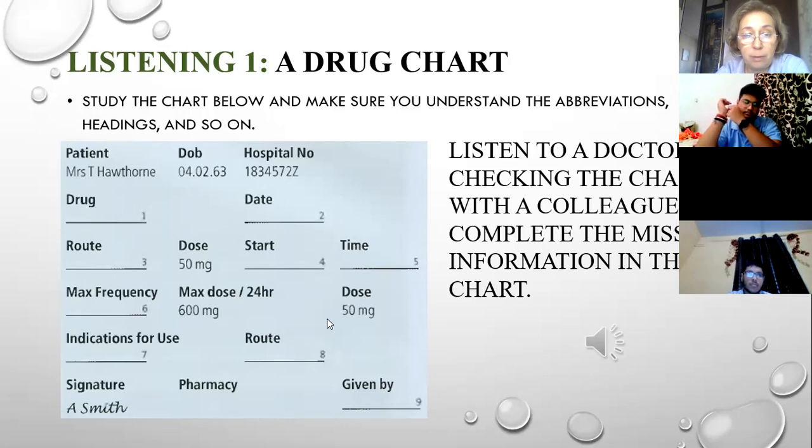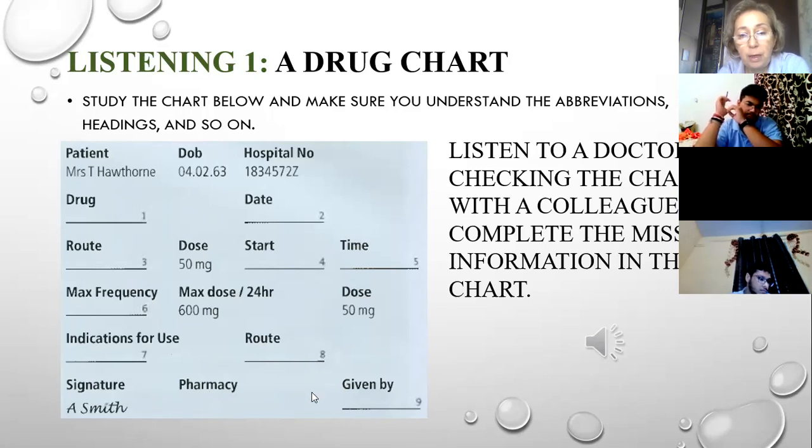Then it's clear: indications for use. When we use as required, these drugs are given for a particular indication, like twice a day. And the route, twice a day, is also the same as number 3, I think. Yes, number 3, it's the route. And there is a signature.